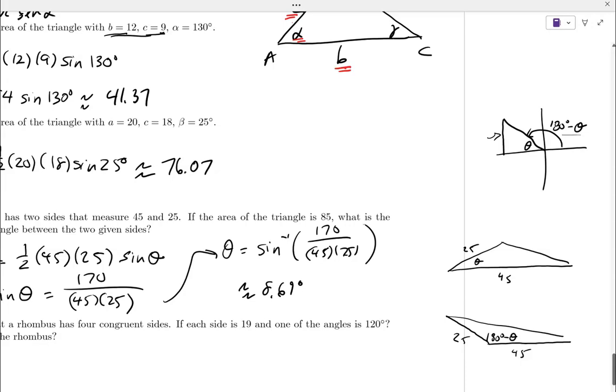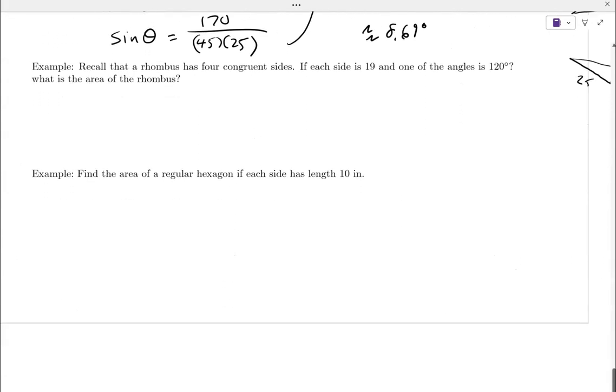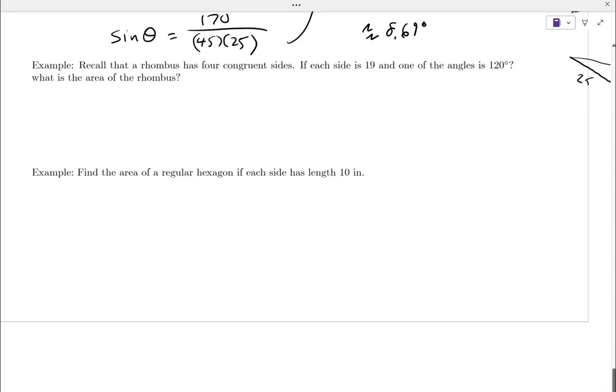So this problem actually has two answers that you could use. I could do the 8.69 degrees or 180 minus the 8.69 degrees, and you get the same answer for the area. Okay. We're going to talk more about that when we get to inverse functions later. I just wanted to mention that is a possibility for this one. All right. Let's see if we can do these last two here pretty quickly.